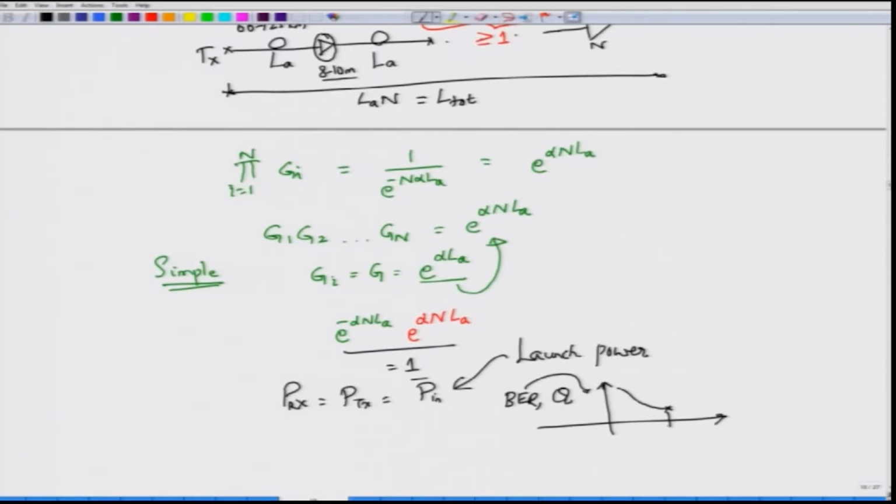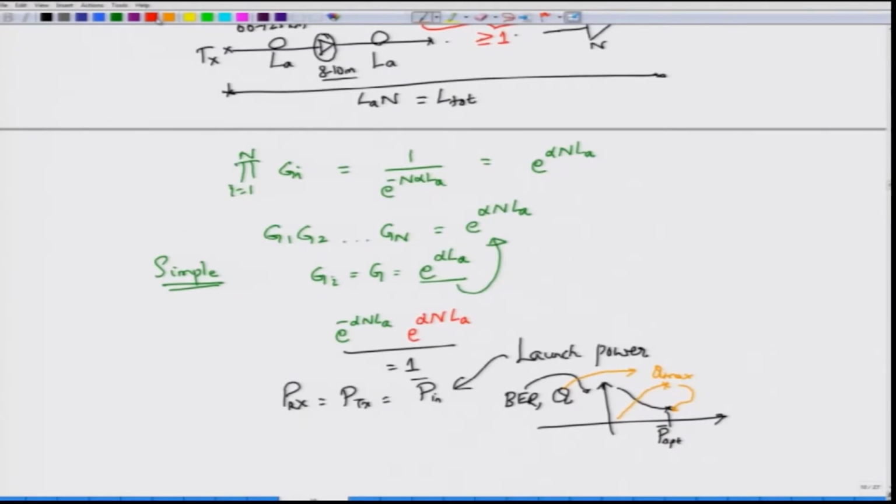Considering this as a function of the BER, this is what you normally get. So, there is a certain optimum launch power for which the BER is small. Of course, in terms of the Q factor, this would be the opposite situation. There is a certain value at which the Q factor is maximum, which corresponds to the optimum launch power, while the BER is at the minimum. So, this is for the Q factor.